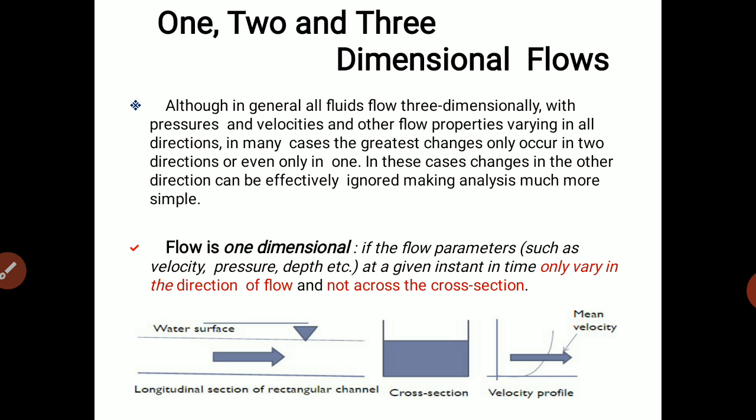Okay, although all fluids flow three dimensionally, with pressure, velocity and other flow properties varying in all directions, in many cases the greatest change occurs in only two directions, or even only one. In these cases the changes in other directions can be effectively ignored, making the analysis much simpler. So one dimensional flow is the flow in which velocity is a function of time and one space, or one direction.